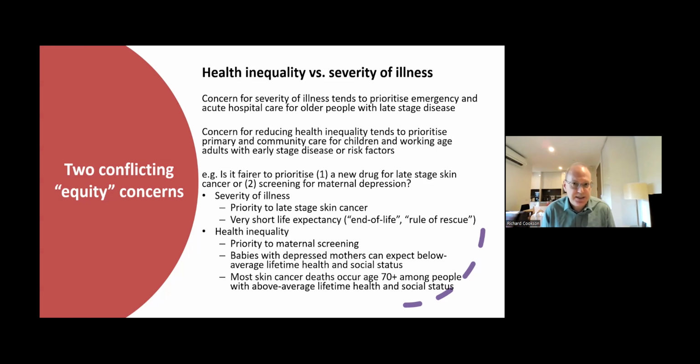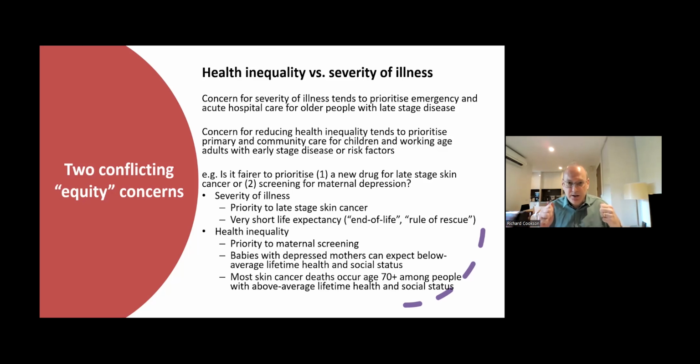But health inequality is more about prioritizing primary preventive community care for children and working age adults with early stage disease or risk factors. Not all the time, obviously, these things can go in different directions and can benefit different population groups, but that's the thrust of it. So here's an example. Is it fairer to prioritize a new drug for late stage skin cancer or screening for maternal depression? Imagine they're equally effective, equally cost effective, okay? It's just the equity thing that differs.